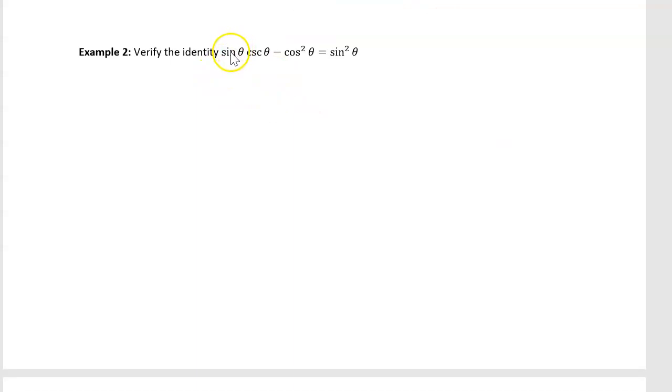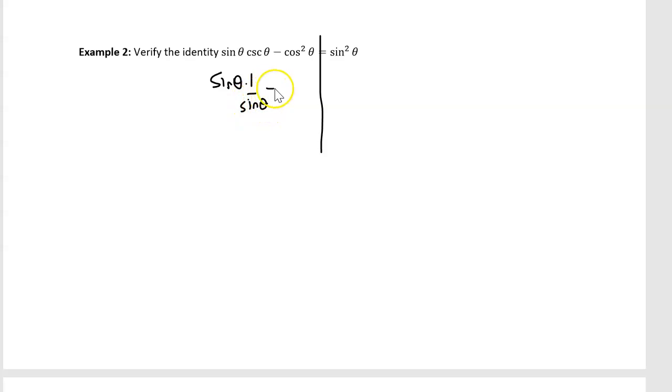Verify the identity sine theta cosecant theta minus cosine squared theta equals sine squared theta. So if we're determining which side is more complex, we're going to go with the left-hand side. We have two terms, and one of which is squared. When you see a squared, it's either going to be a Pythagorean identity or a factoring problem. For the most part, Pythagorean identities are going to be a better strategy. Sine theta, cosecant theta. This can be replaced with sine theta times 1 over sine theta.